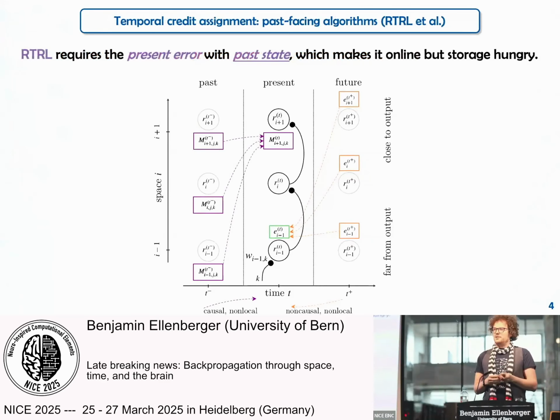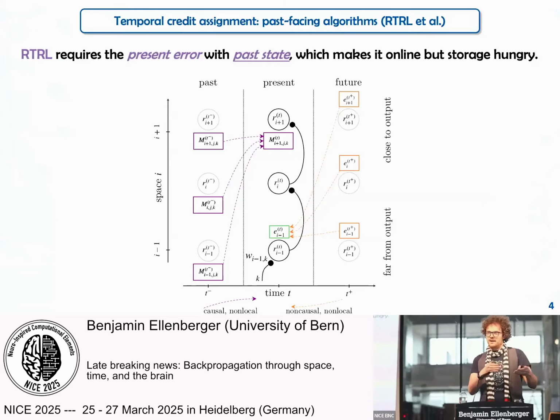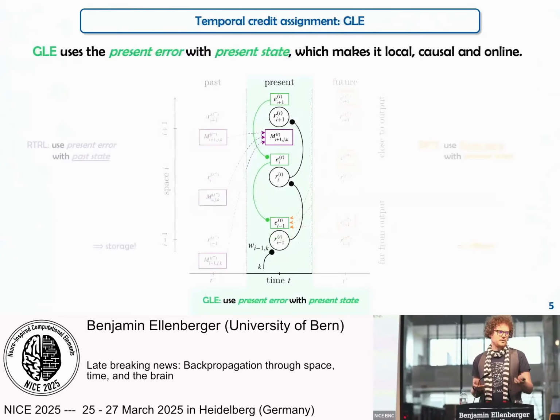A bit of a better situation is with real-time recurrent learning, called RTRL. This actually can train online because it requires the present error with a past state, but it's quite storage hungry because it has to remember all the past state up to the present time. So it has to memorize that somehow, and it is not really clear where this is stored.